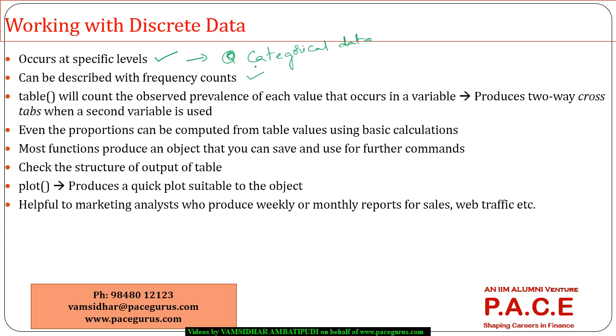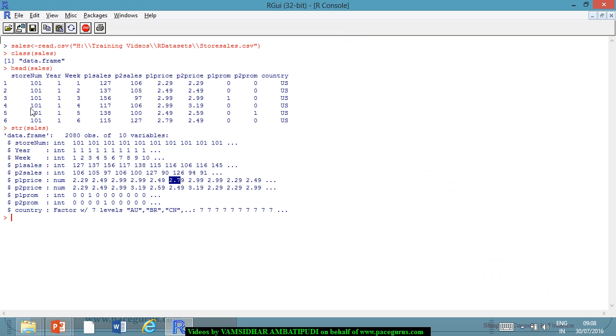And to describe that frequency, one of the most common functions to use is table. So let me say I want to use a table of, so the name of the data frame is sales. I want to create a frequency count of, let's say, P1 price. So I'll put sales$P1price. So it says 2.19 has occurred 395 times, 2.29 has occurred 444 times, 2.49 has occurred 423 times, and so on.